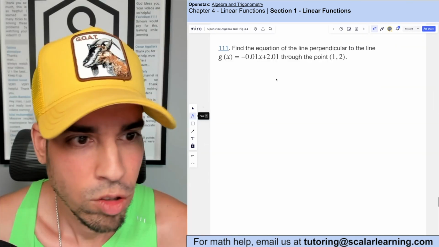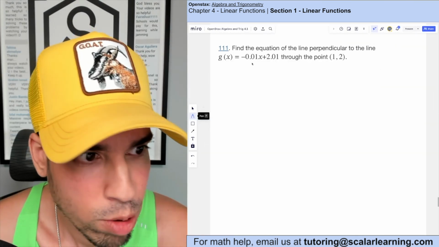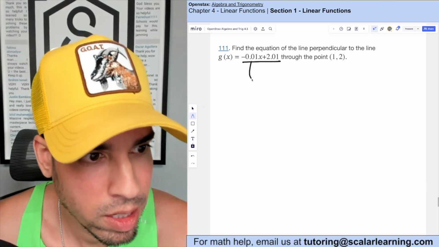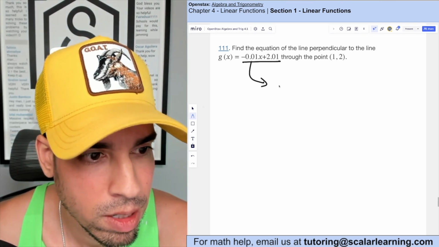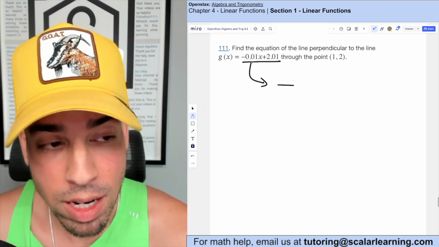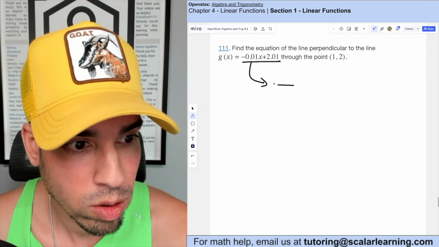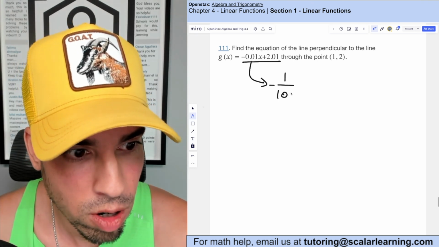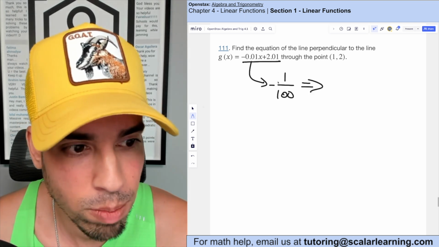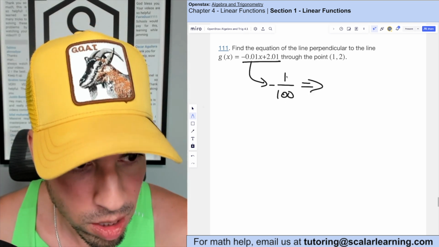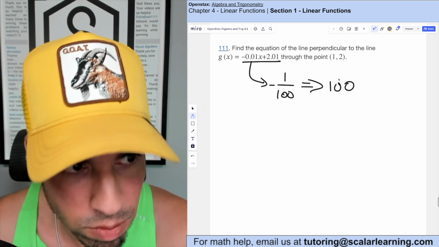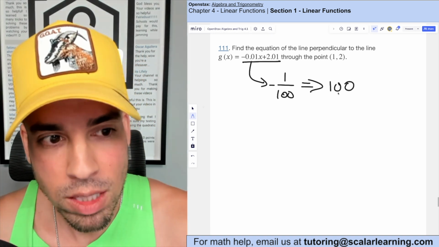Boom, done. So for this one, we're trying to find an equation of a line perpendicular to this line. Well, perpendicular means the slope is going to be the opposite reciprocal. So right now, it's negative 0.01, which is the same as negative 1 over 100. What's the opposite reciprocal? Well, it's going to be positive, and it's going to be 100 over 1, so a slope of positive 100. And now we got the slope. Now we got a point.